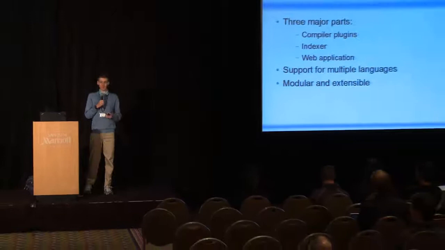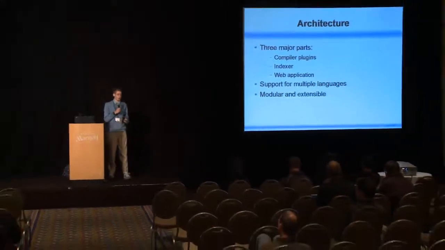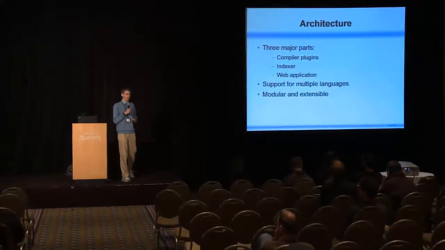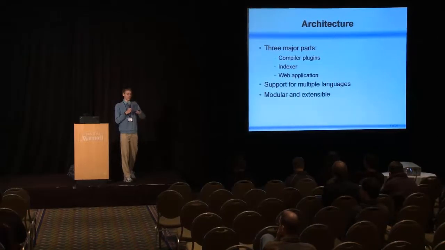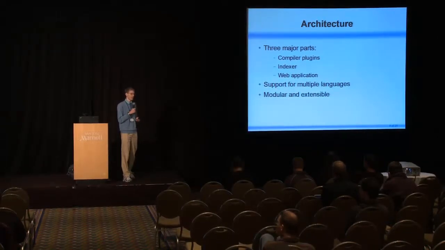So Clang is divided into three major parts. The first part's the compiler plugins. I say compiler plugins because it's designed to work with multiple languages. So you have a plugin that can understand, for example, in Mozilla, IDL, the interface description language. But there's also another plugin which understands C and C++. In this case, we're using Clang.